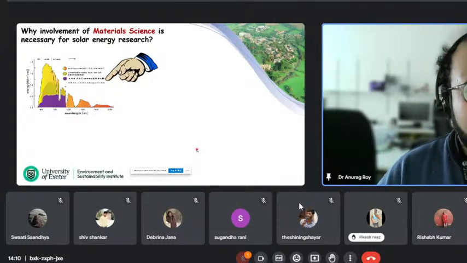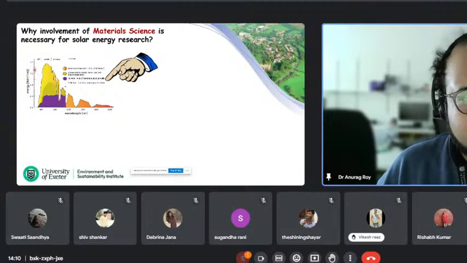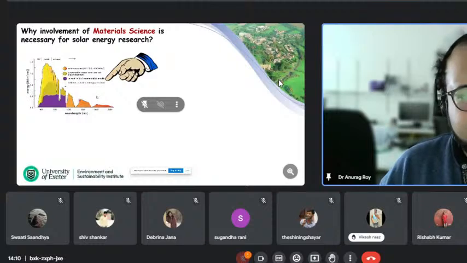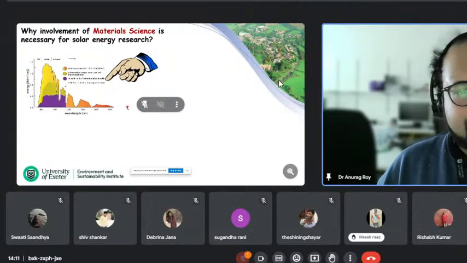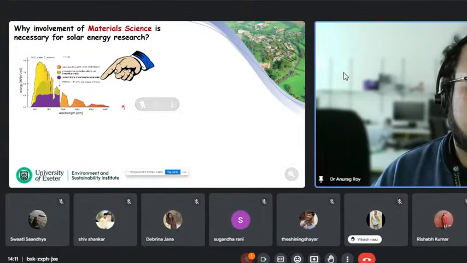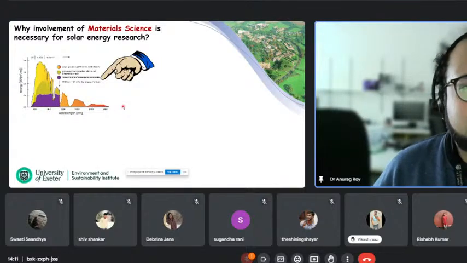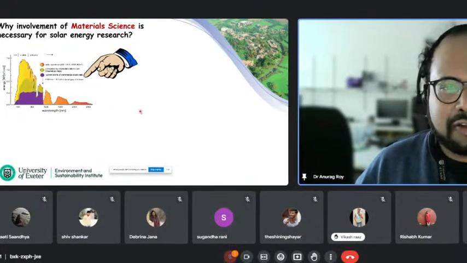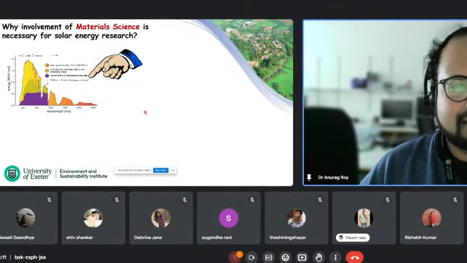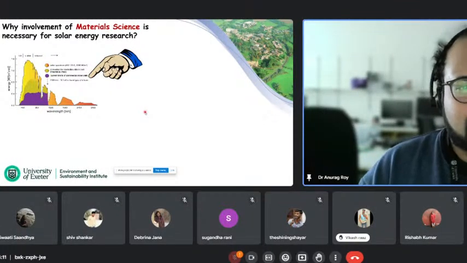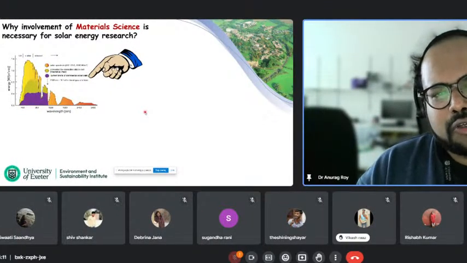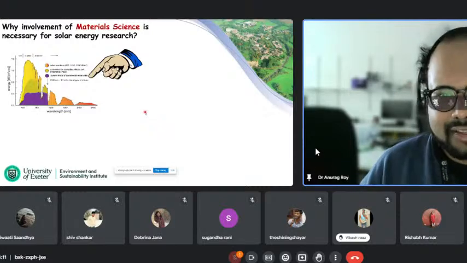As I mentioned, you can see UV light, visible light, and infrared light, but sadly, there is no material available in this world that can absorb all wavelengths of light at a time. Either the material is active for visible, or UV, or UV-visible, or UV-NIR, but not all together.